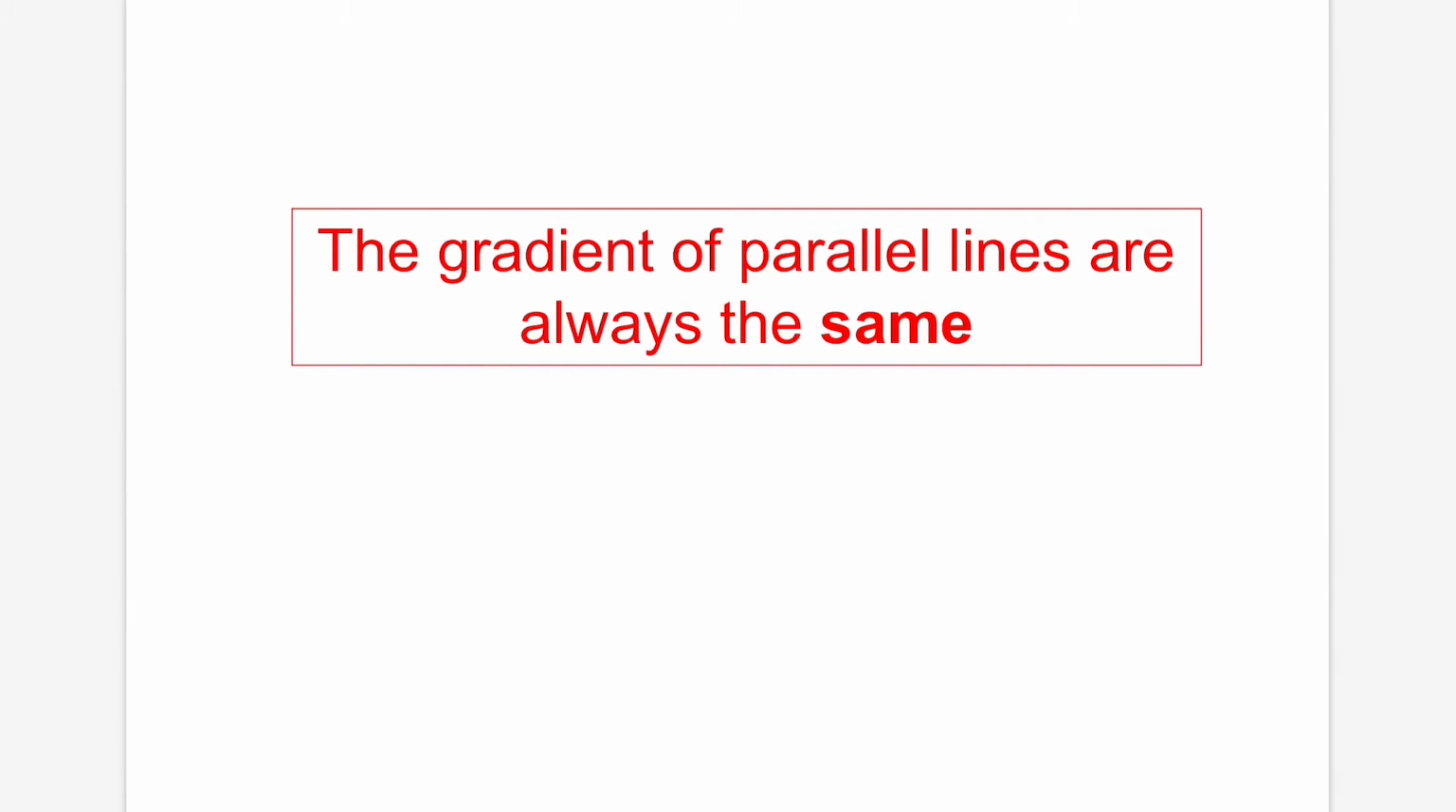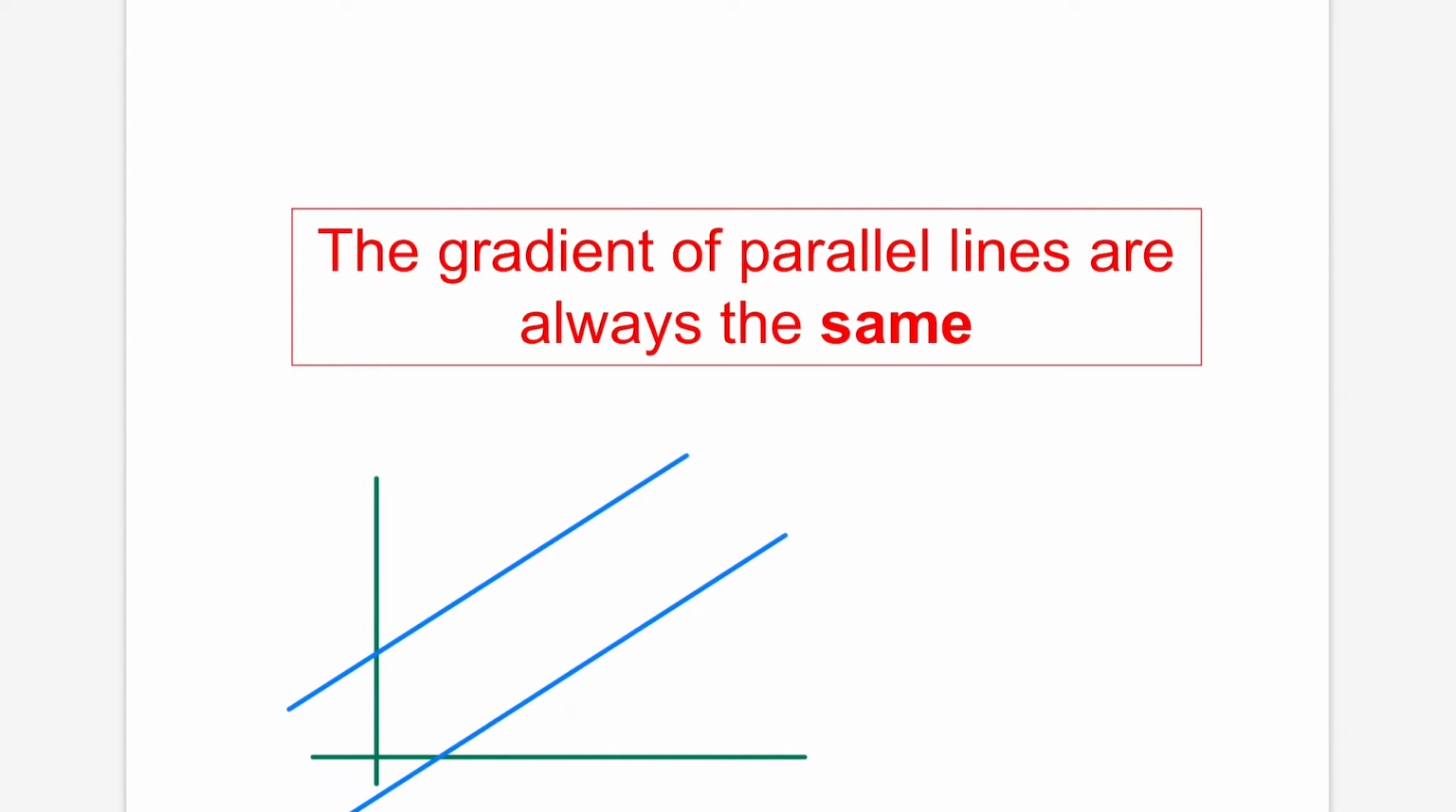So we're going to have a look at parallel and perpendicular lines. The gradient of parallel lines is always the same. For example, if we had two different lines drawn for y = mx + c, and they were parallel, for example these two lines here, then the gradient must be exactly the same.